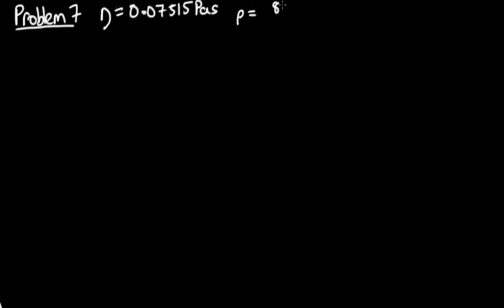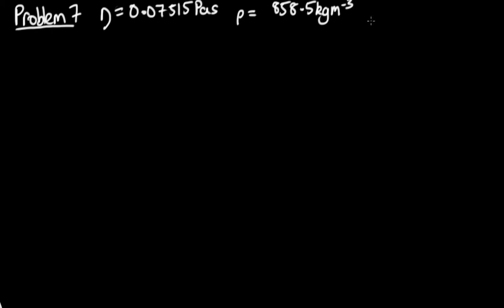So this is problem 7. This problem says crude oil has a viscosity of 0.07515 Pascal seconds. So let's make a note of that. Viscosity is equal to 0.07515 Pascal seconds. And density, so rho is equal to 858.5 kilograms per meter cubed.